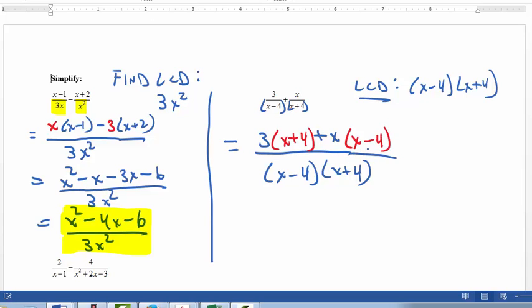Now the problem is, some people on the test, they tried to cancel now. They said, oh, this x plus 4 and x plus 4 cancel, this x minus 4 and this x minus 4 cancel, so I just have 3 plus x over x minus 4 times x plus 4. I'm done. Can't do that. And the reason you can't do that is this plus sign. You can only cancel when you have factors to cancel. This is actually two separate terms here, right? So you cannot cancel here.